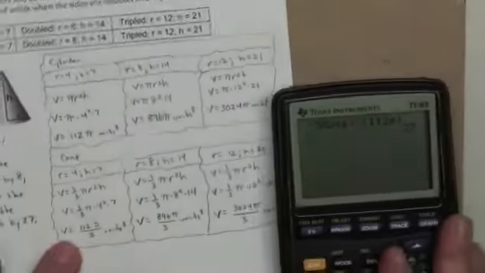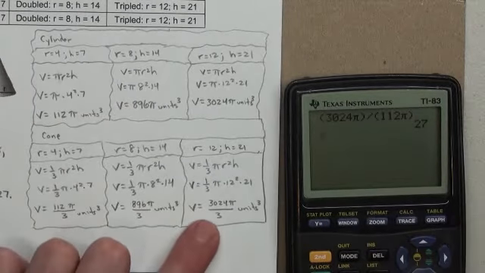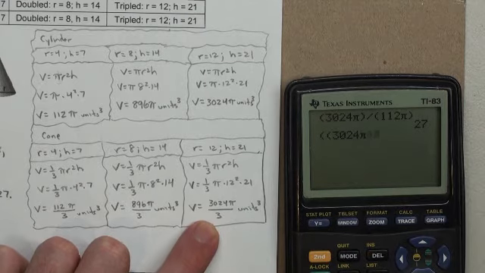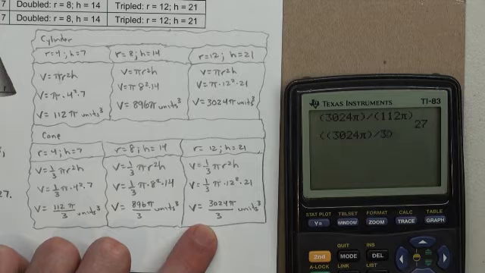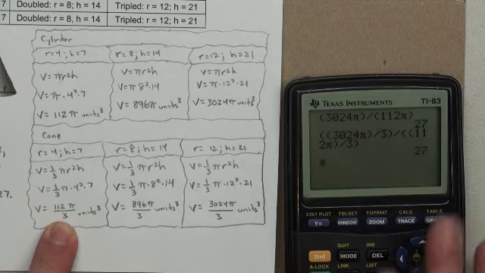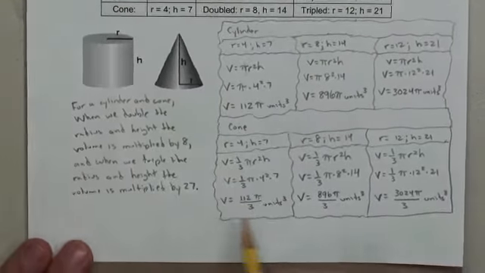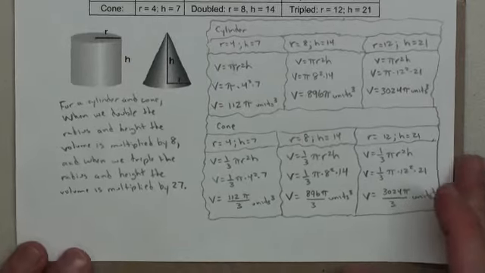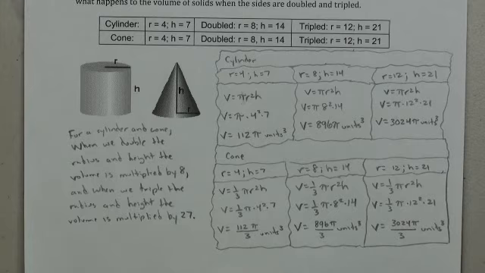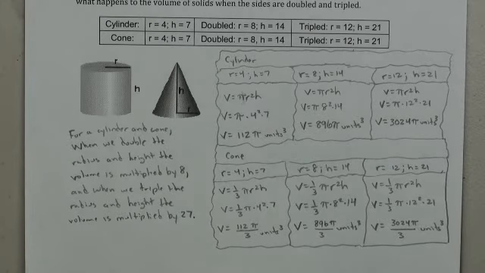Let's check that on the cone. So 3024 pi divided by 3 divided by 112 pi divided by 3. 27. Okay, so that's the answer. If you double the radius and the height of a cylinder or a cone, the volume goes up by a factor of 8. If you triple it, the volume goes up by a factor of 27.